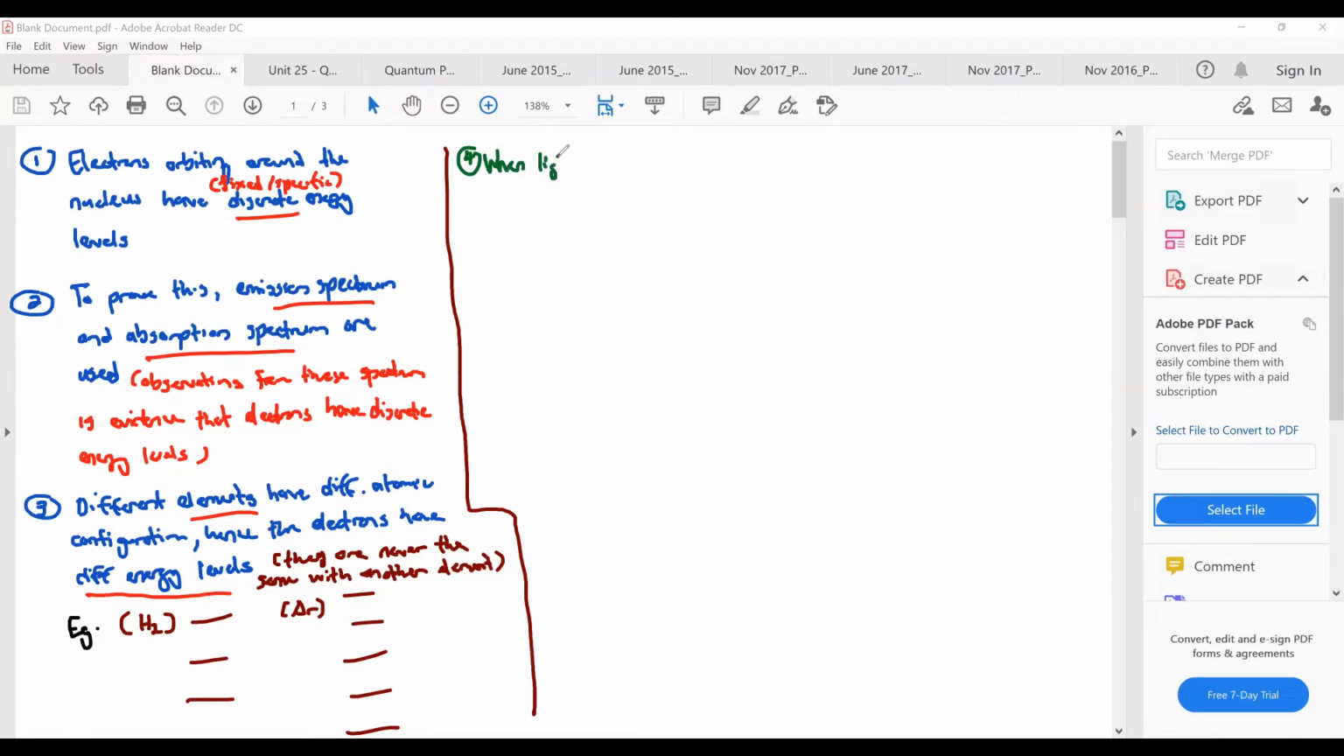When light is passed through a diffraction grating, it will tend to be split into their component colors. It will be split into their component colors.